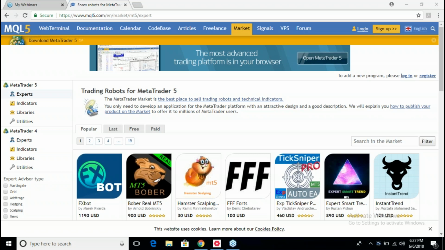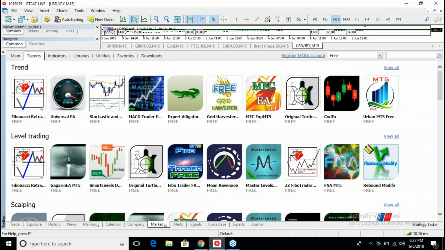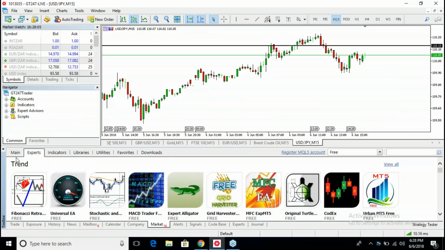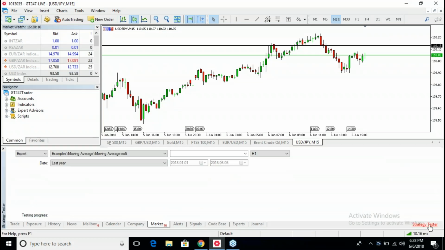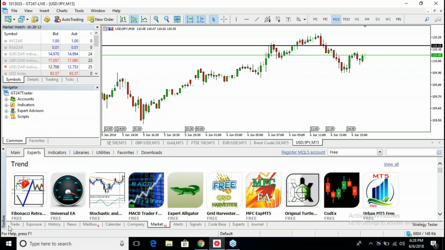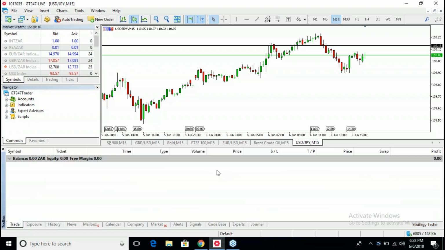Okay, so just to get all of this right, we would go back to our platform. You would obviously need an account to trade on, either your demo or your live account. But it necessarily doesn't have to trigger on a specific account. Like I'll show you now, there is a functionality where you can test and backtest as many as you want.